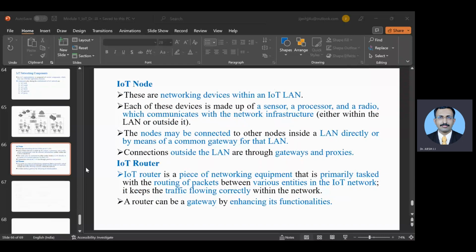So what are the main components? Node, and proxy. So is that clear for you all? Yes, sir. Okay, one more slide is there, and then we will see that.